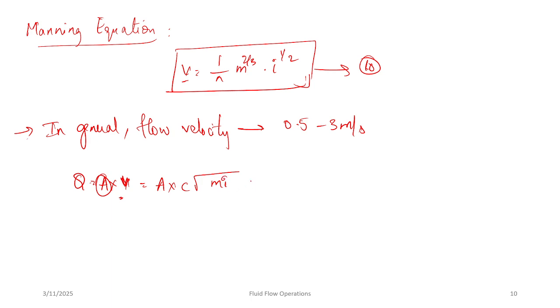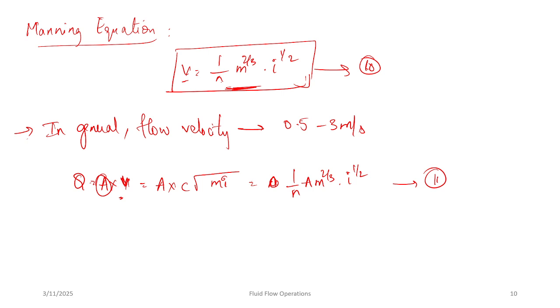Okay. So you can also substitute this equation, that is equation number 10. So in that case, we'll have 1 by n into A into m power 2 by 3 into I power 1 by 2. So let's say it's equation number 11. So this is how you will be able to calculate velocity and also flow rate using the velocity.